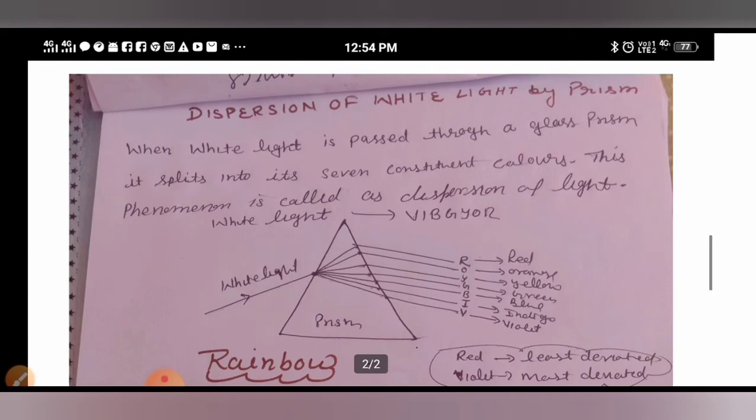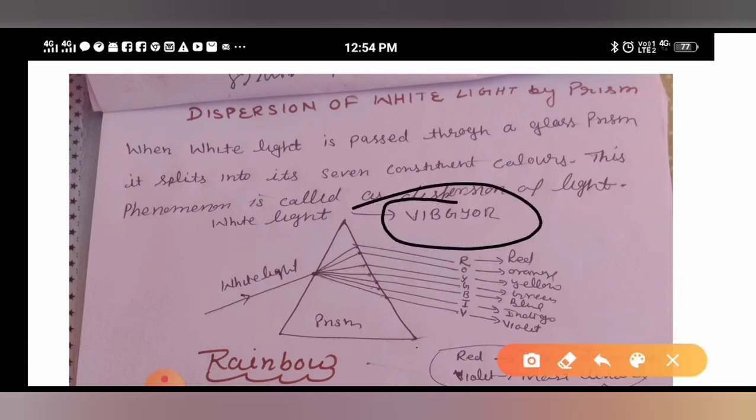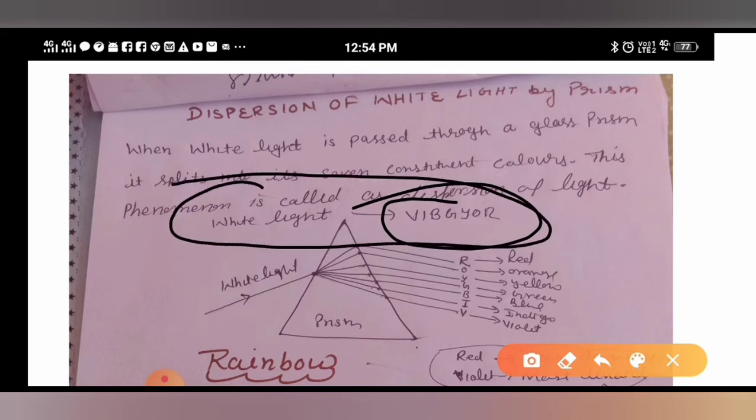Students, I hope you know that this white light which we can see is nothing but a combination of 7 colors, and those 7 colors are VIBGYOR. So always keep in mind, white light is a combination of 7 colors, and you can remember those 7 colors by the letters VIBGYOR. V means violet, I means indigo, B means blue, G means green, Y means yellow, O means orange, and R means red.